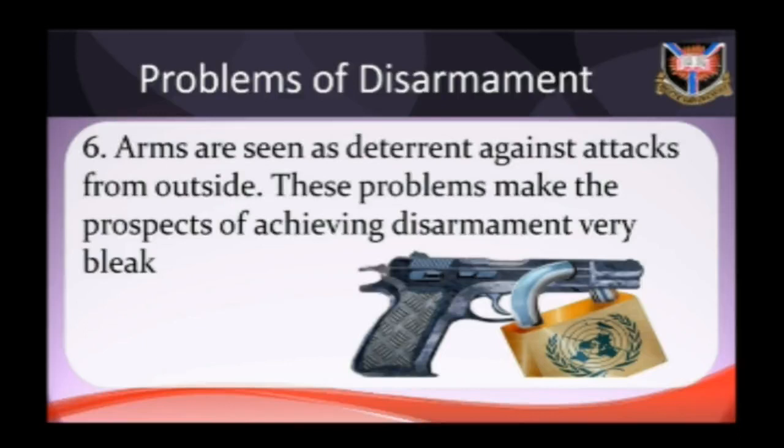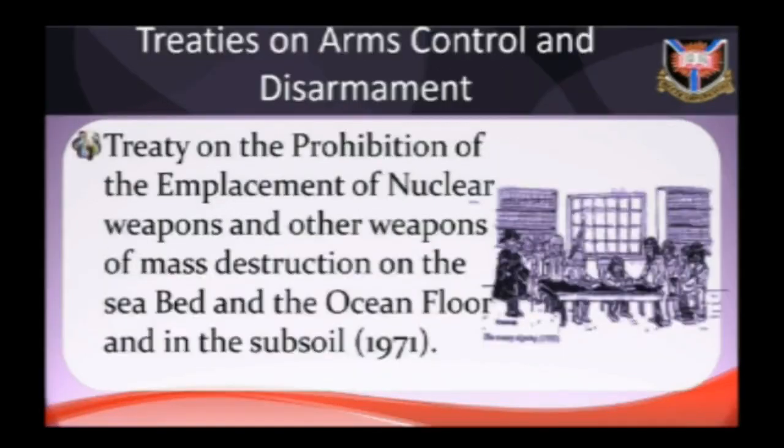Note: in disarmament talks between nations, the focus is on reduction of arms and not total removal or deprivation of arms, since all nations agree that self-protection is necessary, as seen in Article 51 of the United Nations Organization Charter. Arms are seen as deterrent against attacks from outside. This, among other problems, make the prospects of achieving disarmament very bleak.